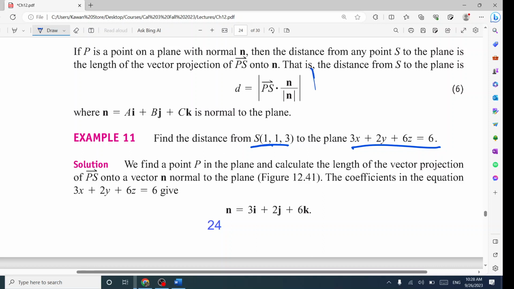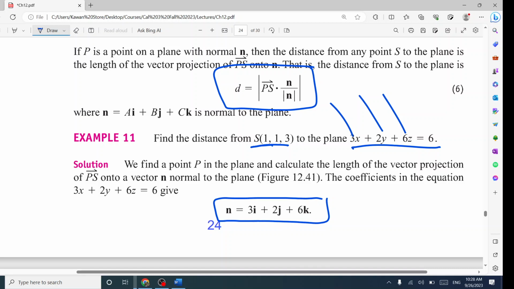Here's the rule, here's the formula. We need two things: P and N. N is clear, we bring it from the plane. So N is 3, 2, 6. So this is your N, and the norm of N is clear. S is given, so it remains P. P is a point, right? A point of where?